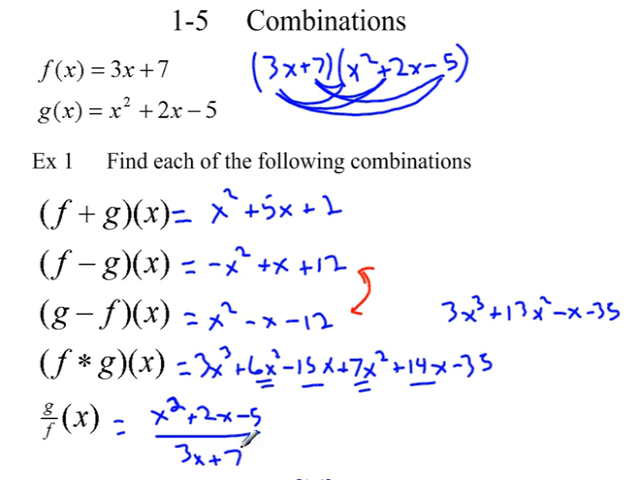We're done. Now, there is one thing that we have to look out for, though. See this function on the bottom? If that ever equals 0, this entire thing can't be a function.